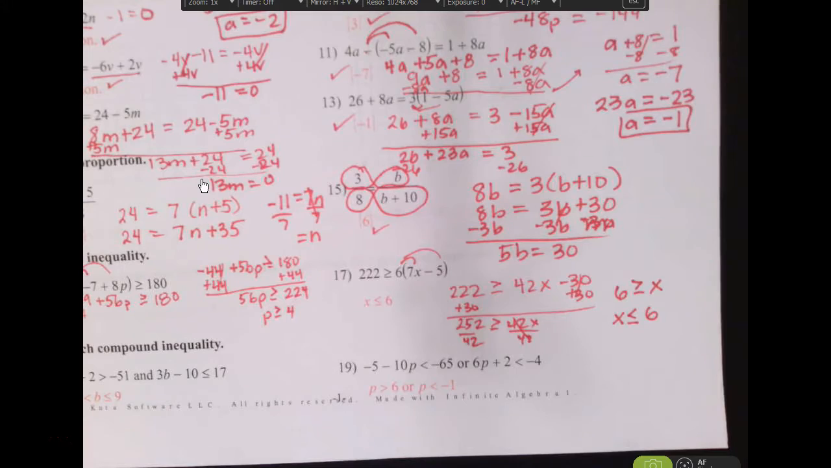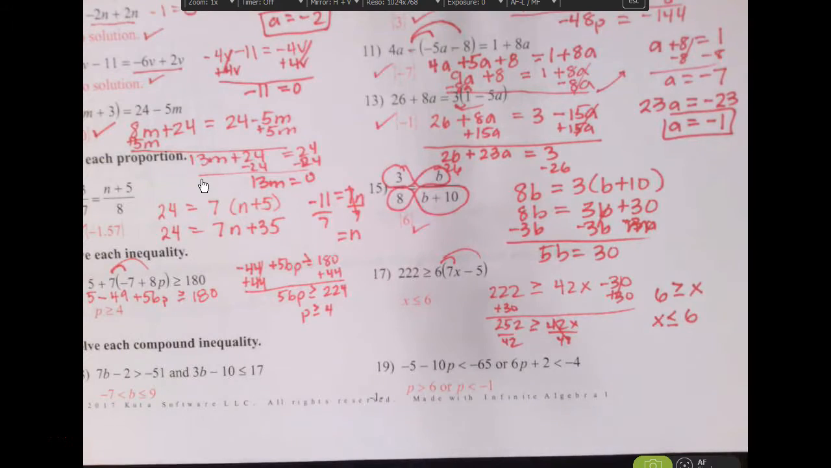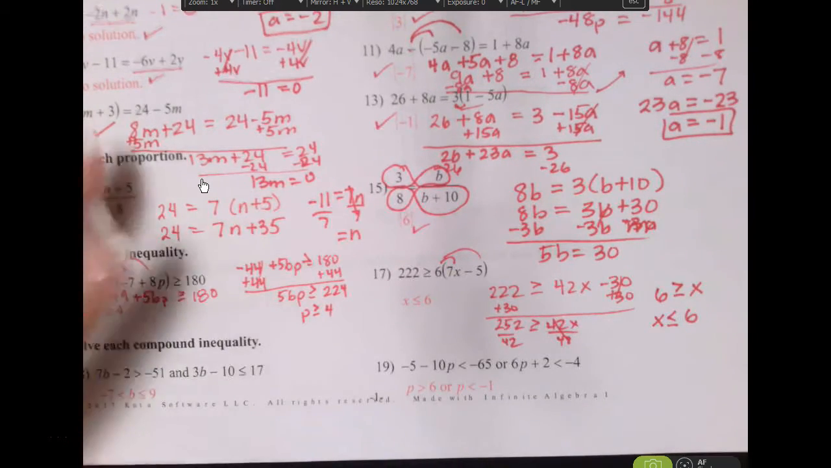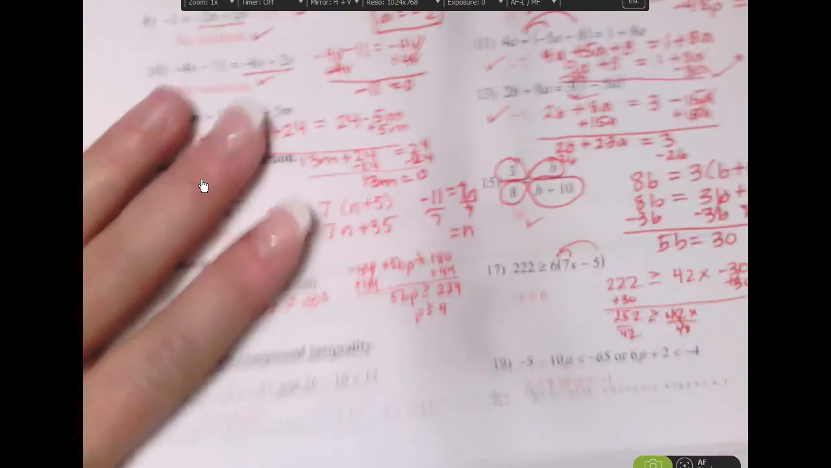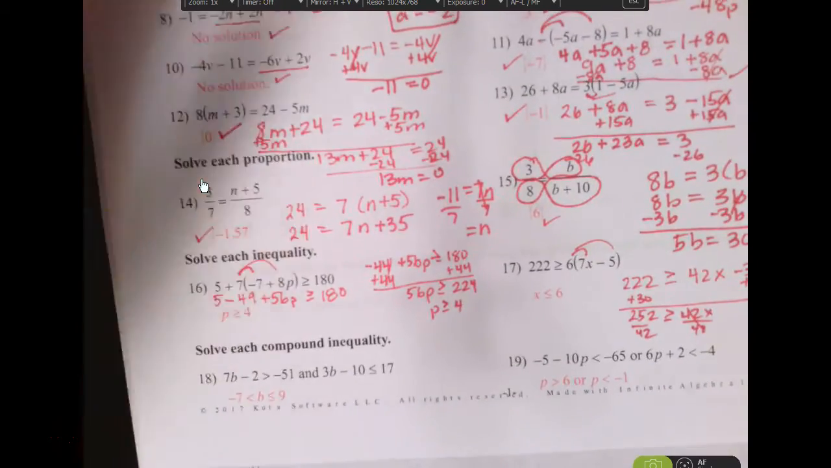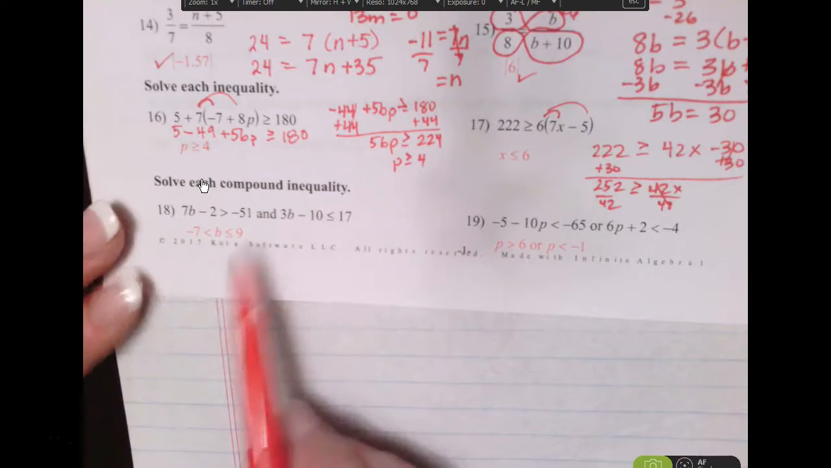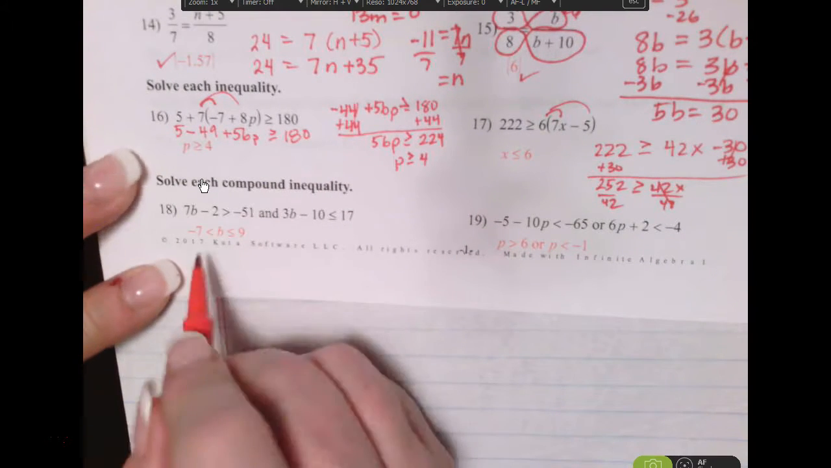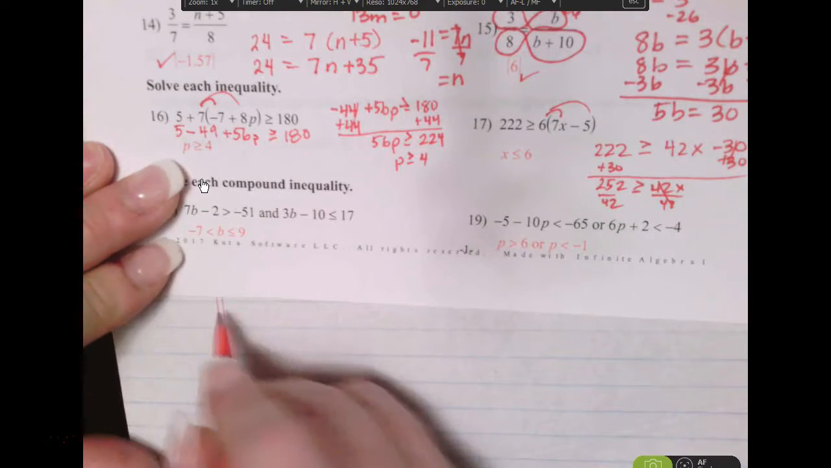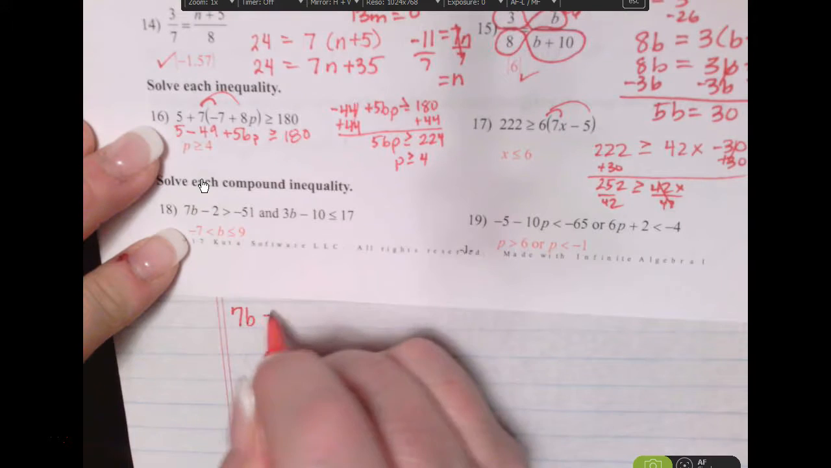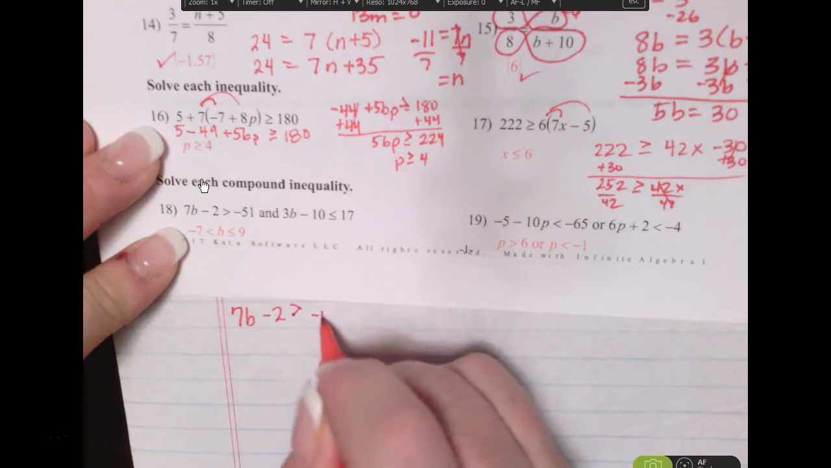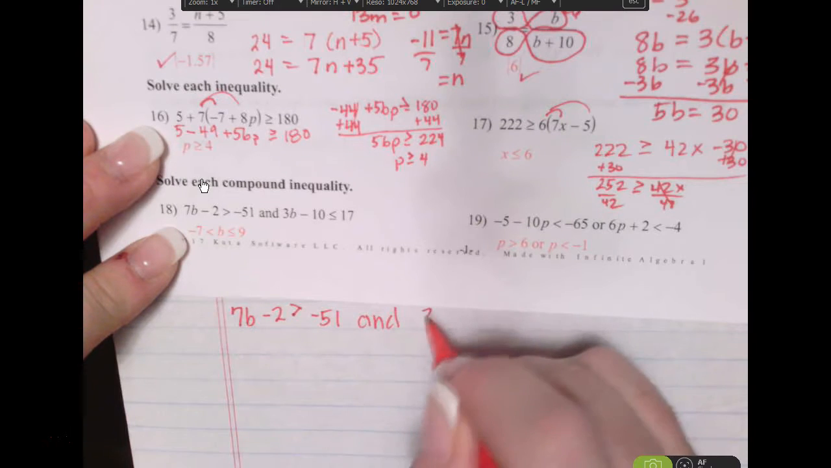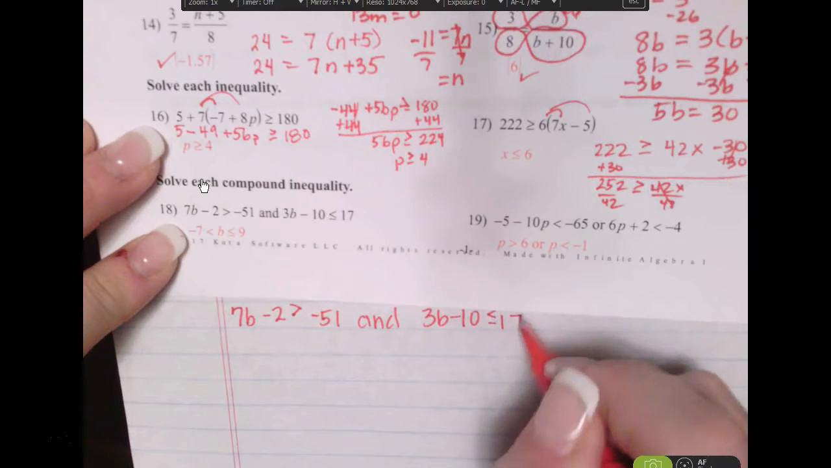In numbers 18 and 19, we have compound inequalities. So I'm going to get a sheet of scratch paper to show my work on those. I'll just put that right up underneath here. Okay, so compound inequality, we want to solve both sides. So I'm just going to rewrite the problem down here. 7b minus 2 is greater than negative 51, and 3b minus 10 is less than or equal to 17.